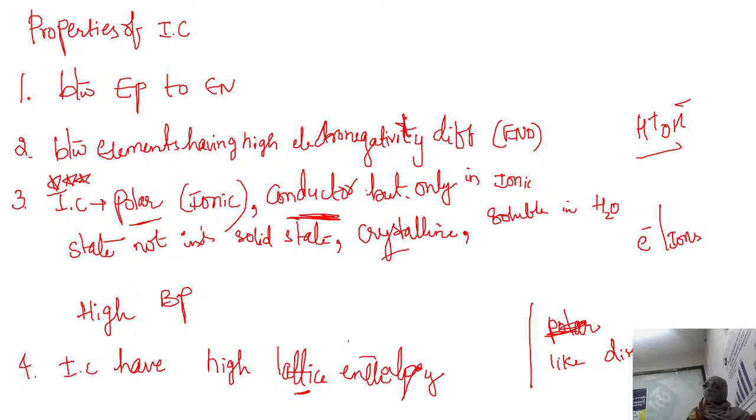What do you mean by high lattice enthalpy? Whenever ionic compounds are formed, they release much more energy. Whenever a lattice is formed, lattice meaning the 3D shape of the compound, for example whenever NaCl is forming, it releases more energy. That energy which is released during formation of the lattice is known as lattice enthalpy. That means ionic compounds have high lattice enthalpy, meaning they release more energy whenever the lattice is formed. Right? You got the definition and the properties, I hope.